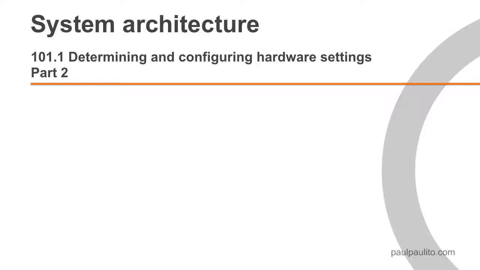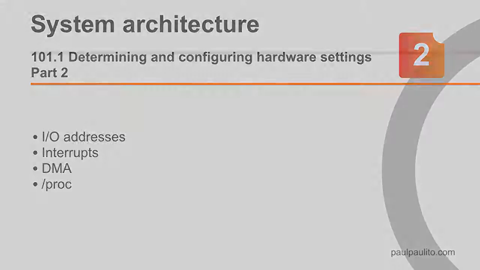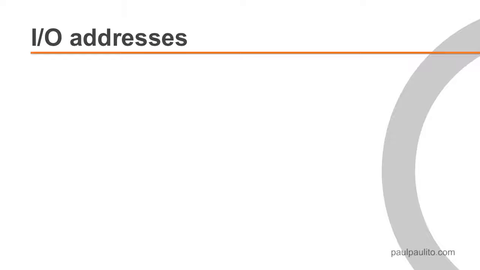Welcome to the second installment of our screencast series about Linux system architecture. 101.1, Determining and Configuring Hardware Settings, Part 2. In this screencast, we will cover the following topics: I/O addresses, interrupts and DMA, and later on we will also discuss the /proc directory.